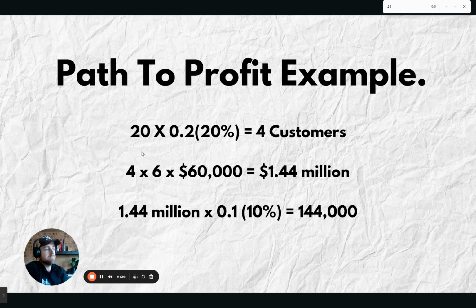From those 4 customers, they have six payments maybe through their project. Again, it's going to be different for different businesses. You can customize this for yourself, and each payment might be $60K, okay, which will equal $1.4 million in revenue. Now, take that revenue number, 1.44 million, times it by 0.1, which is 10%, which will give you your net profit for the year.